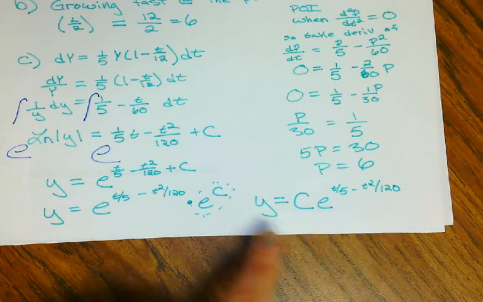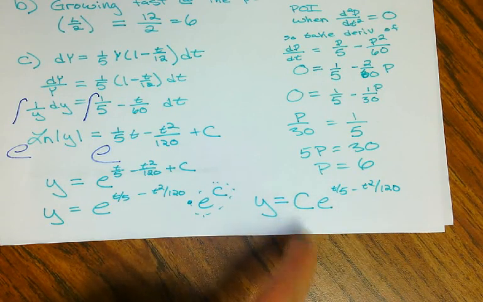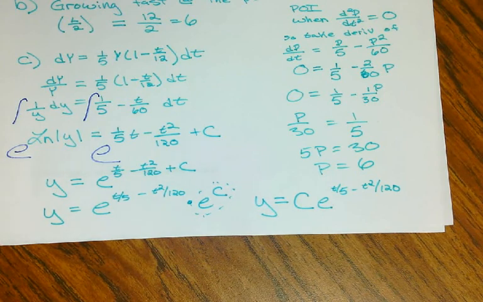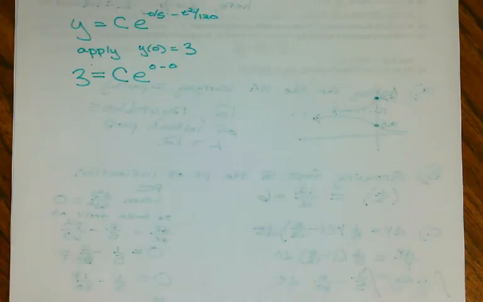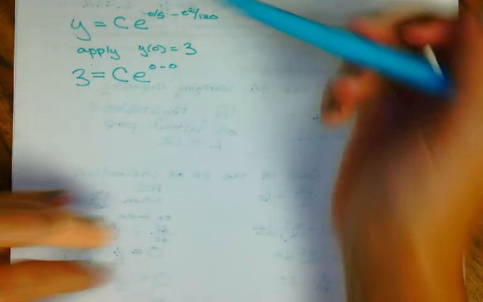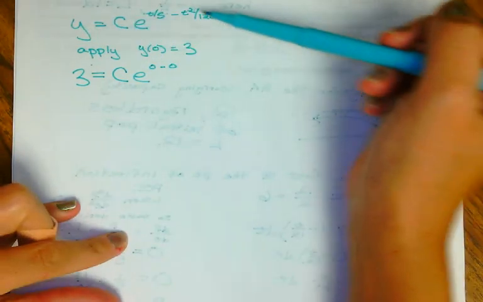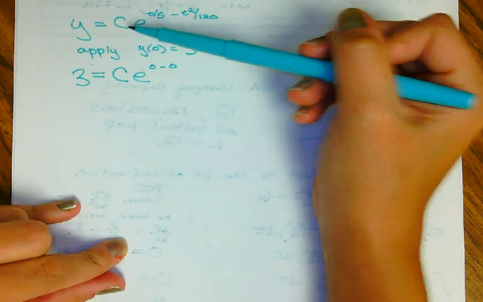But I've got to flip over to the back. So there's an equation that models the population, but I still need to figure out what c is, and we're going to find c by applying the initial condition. So I'll pause it. Okay, so we had our equation here that had a c.